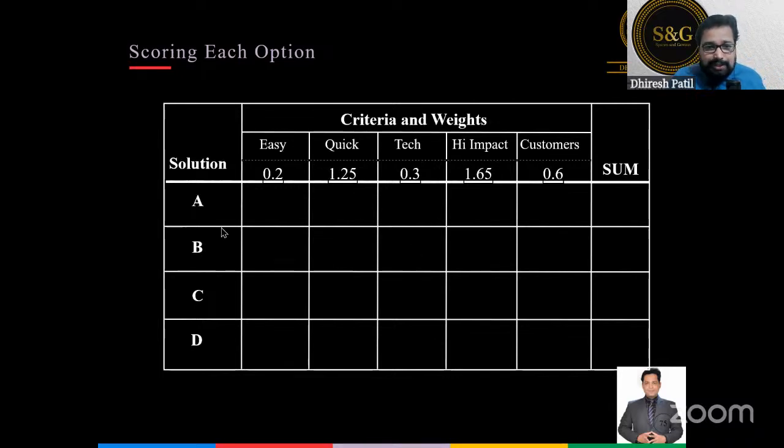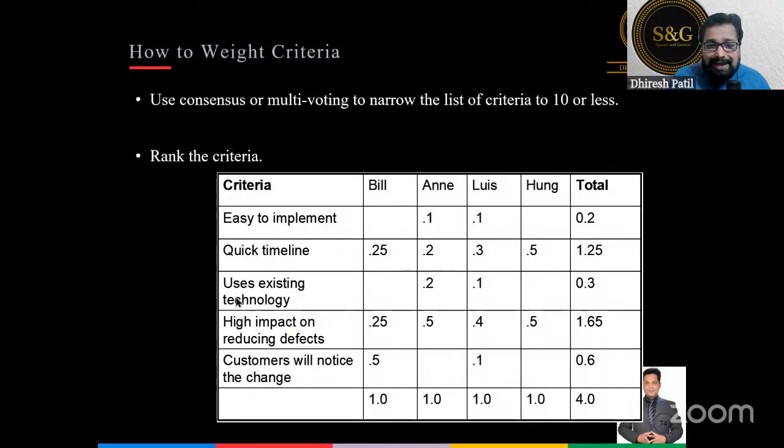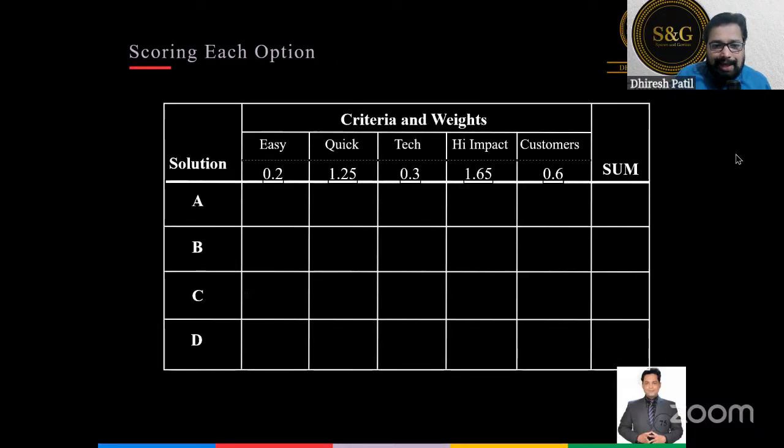Just go to this one. Ease of implementation, quick timeline, existing technology, high impact, and customer. These are the vertical ones. I just put them in the horizontal one, like this. And then here, in this axis, we have put all the solutions in place.